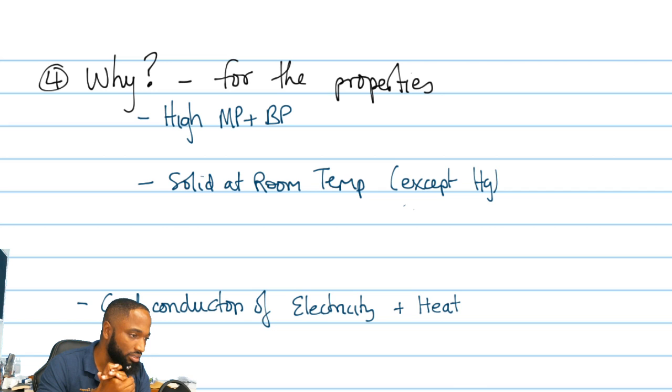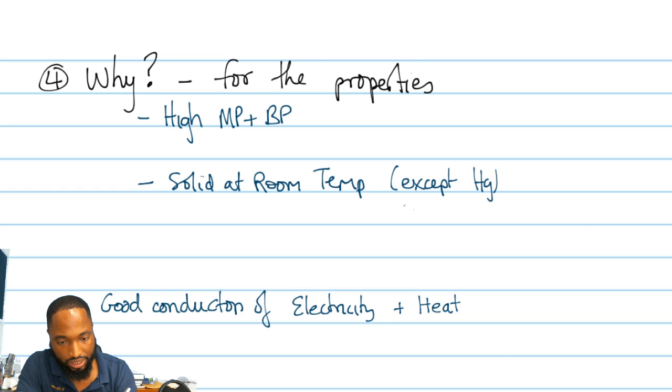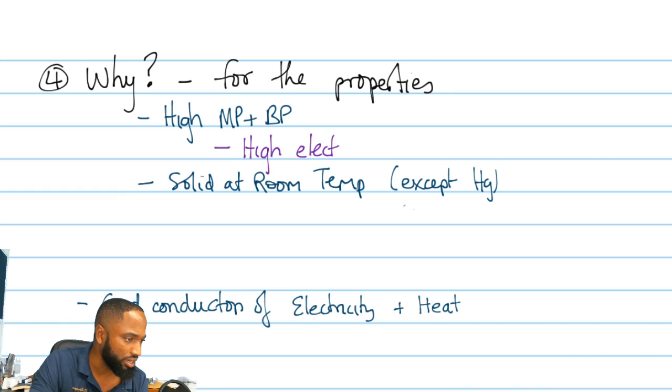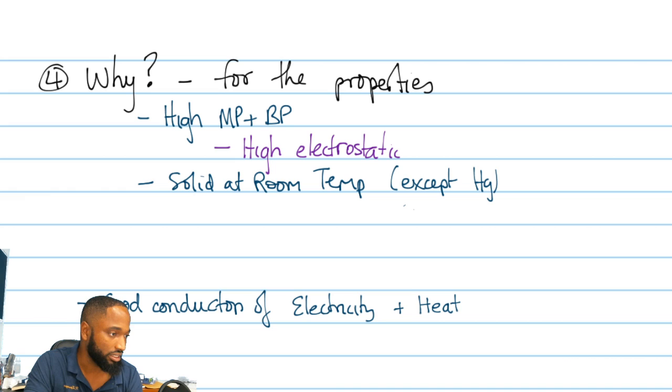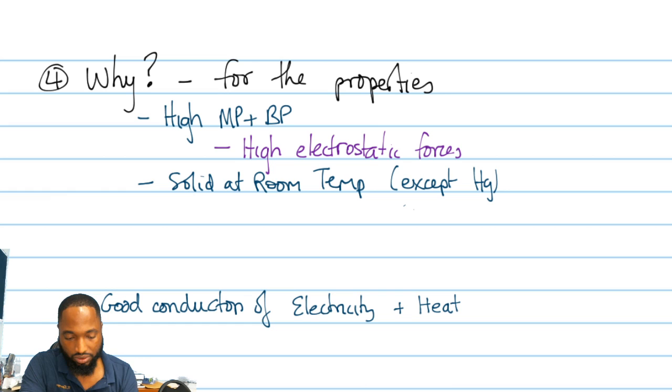Why do we have a high melting point and boiling point for metals? Because of the strong electrostatic forces of attraction, right? So that's your answer there. We'll put high electrostatic. Who gave the answer? Well done, Nina. Not due to van der Waals forces, I can tell you that. So we're going with the strong, high electrostatic forces of attraction between the cations and the mobile electrons.